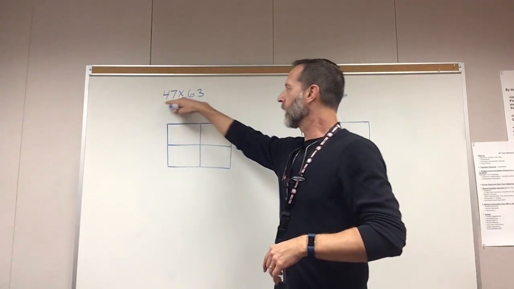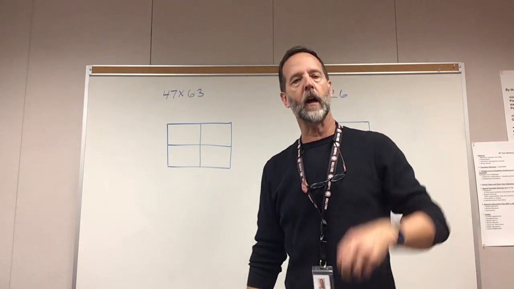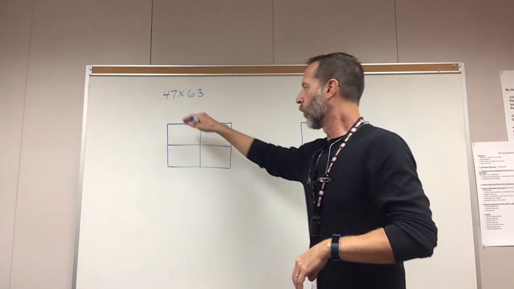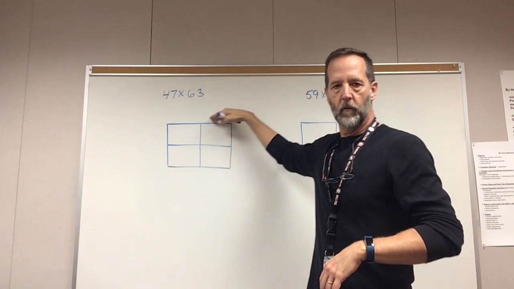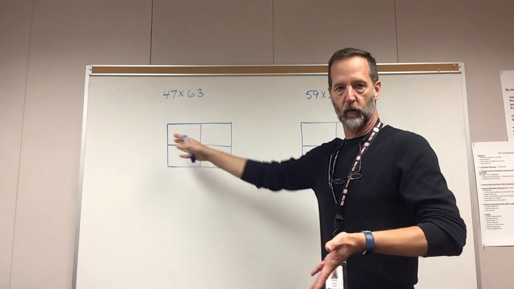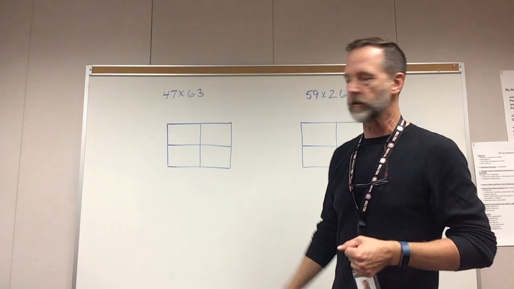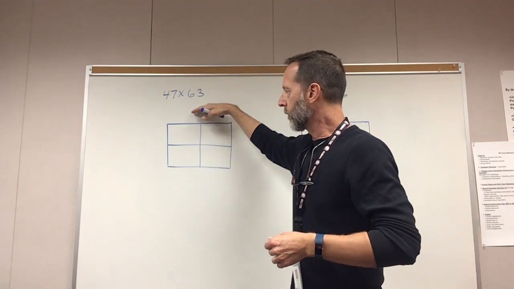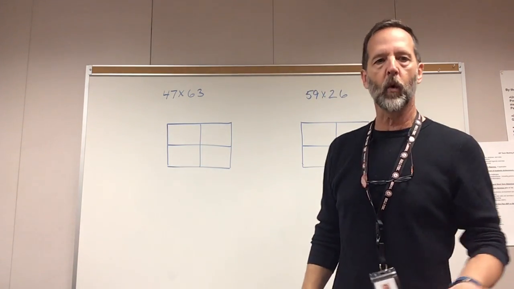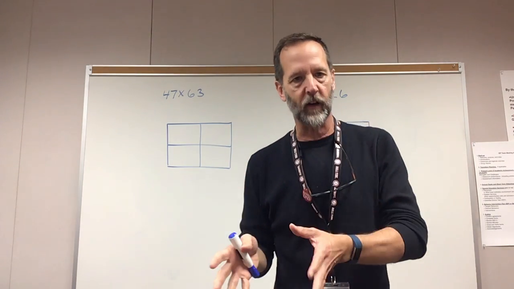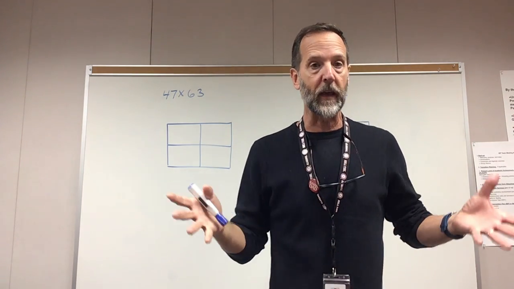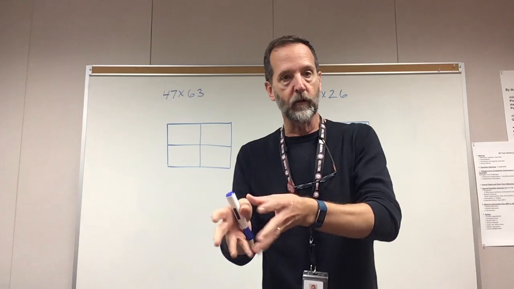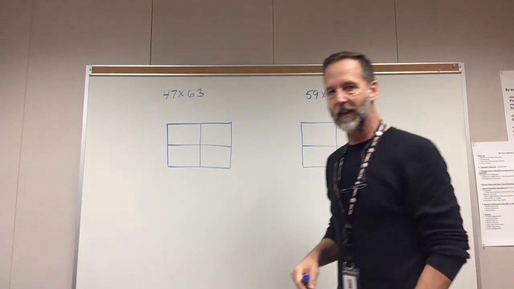I've got the problem 47 times 63, two-digit times two-digit, all right? I'm going to put one of those numbers above my model. You see I've got it broken up. It's a rectangle broken up into 4 quadrants. I'm going to put one number up here and one number down here. But when I write the number, I'm going to separate it by its value, okay? Like we did with expanded form, okay? I'm going to write the value of the tens and the value of the ones, for example.